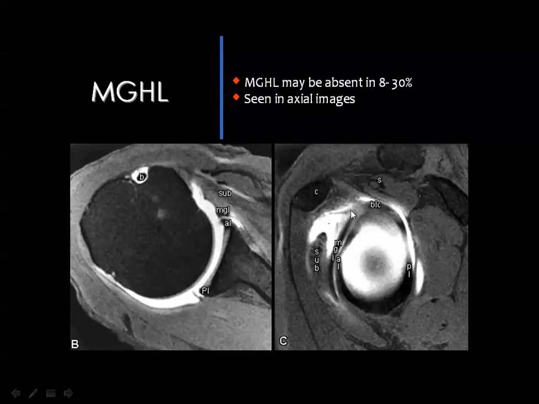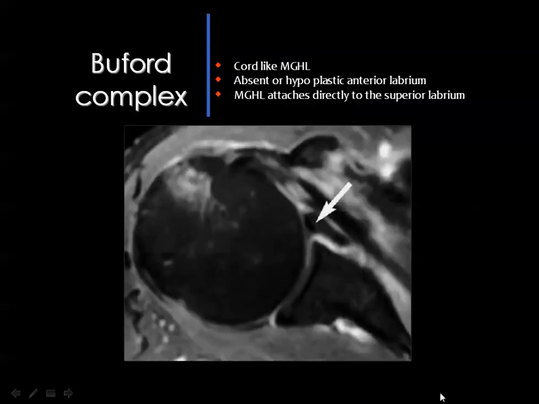Then you can see the whole course of the middle glenohumeral ligament. And you remember the superior glenohumeral ligament is usually attached to this area, and you can see it as a fine line in this example. Then one of the only pathologic entities you can diagnose after rupture of the ligament is this pivot complex.